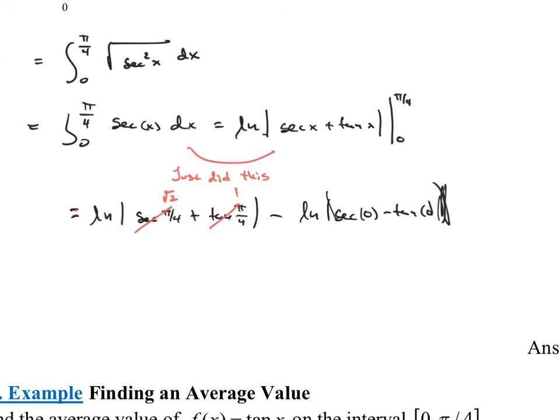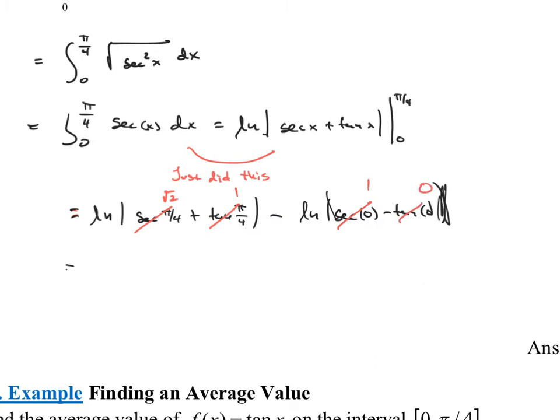What's secant of 0? Secant of 0 is 1 over cosine of 0. Well, cosine of 0 is 1, so this would be 1 over 1, which is 1. And then tangent of 0 is sine of 0 over cosine of 0. So that would be 0 over 1, so this would be 0.